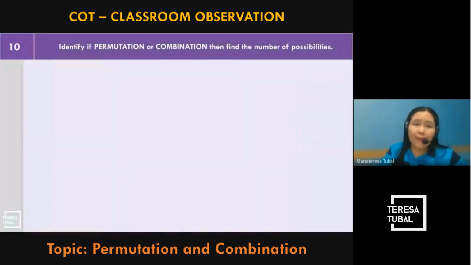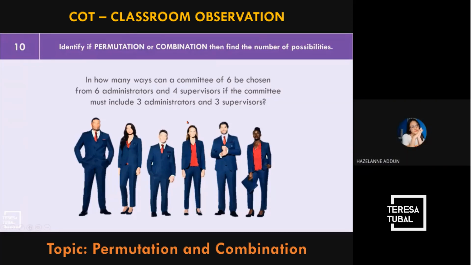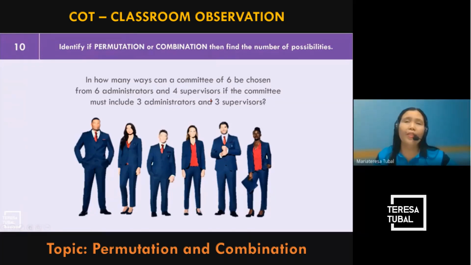Last example for the permutations or combinations. In how many ways can a committee of 6 be chosen from 6 administrators and 4 supervisors, if the committee must include 3 administrators and 3 supervisors? So first, we identify if the given is a permutation or a combination. What do you think this given problem is? Any hands? Yes, Hazel? Combination po, ma'am. Okay, combination. Why combination?